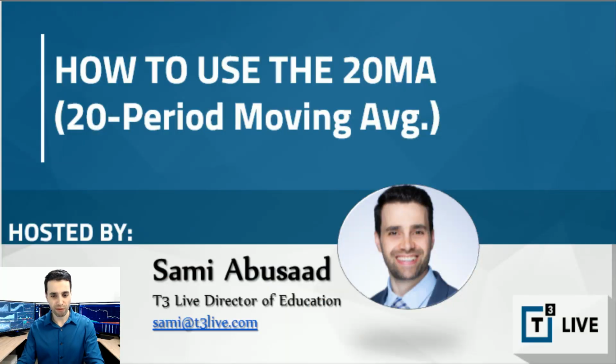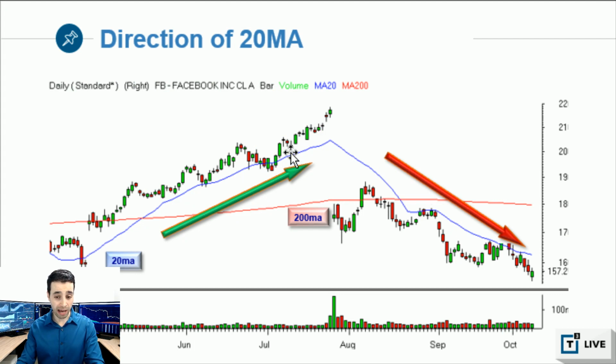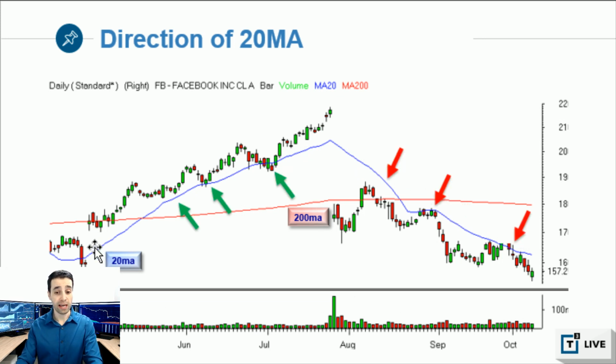First, a rising 20 MA represents positive market action or strength. A falling 20 MA represents negative market action or weakness. During strong uptrends, retracements tend to halt near their rising MA. During strong downtrends, rallies tend to halt near their declining 20 MA.